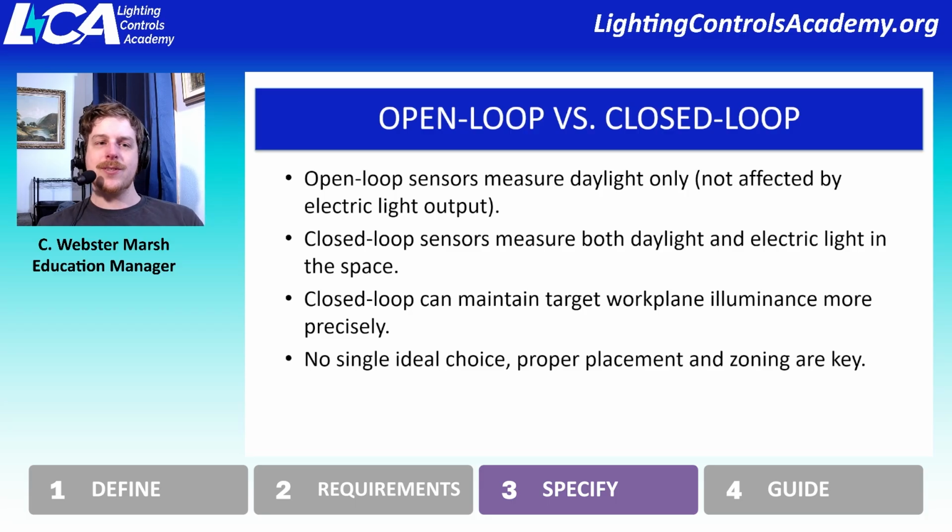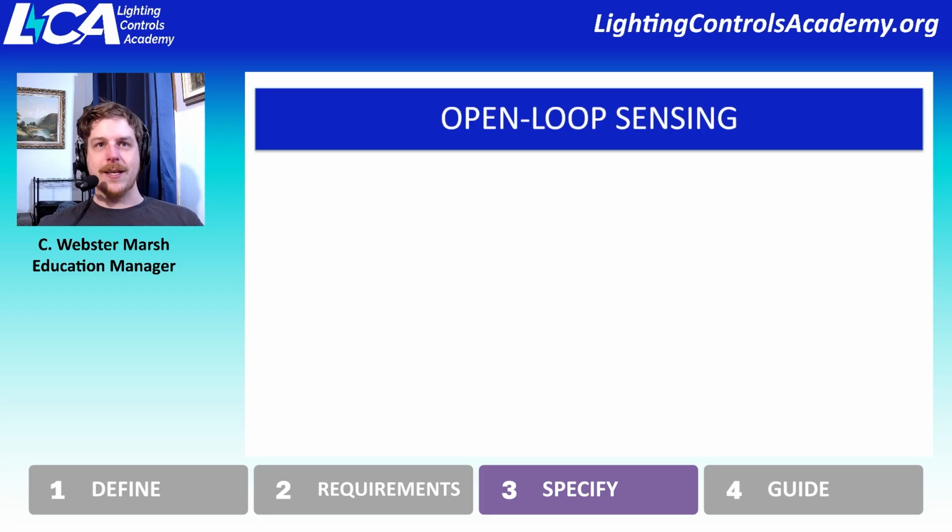So ultimately, there's not really an ideal choice. How you place your sensors and how you zone the fixtures is really much more important than making the choice of open loop versus closed loop, but it's always a good thing to think about when you're starting to design your lighting controls for daylight responsive controls. So getting a little bit more deep into this.